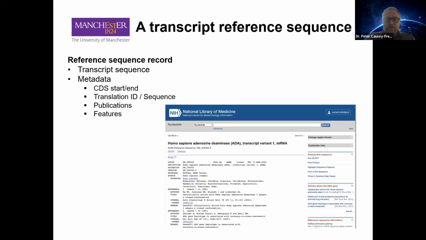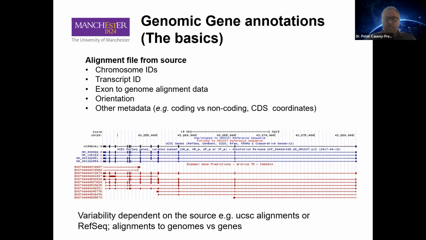But then you've got all this stuff called metadata, all this additional information that tells you about that sequence. So it'll tell you things like where the exons are, where the introns are, and that kind of thing. So you've got a lot of additional information there, publications and evidence. The take-home point is that a reference sequence is effectively two things that really matter. It is an identifier and it is a sequence.